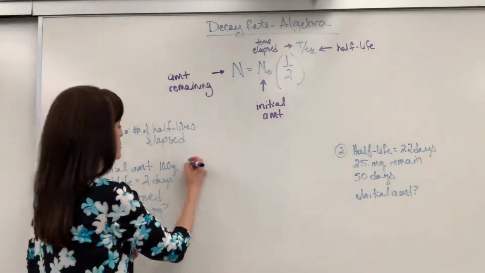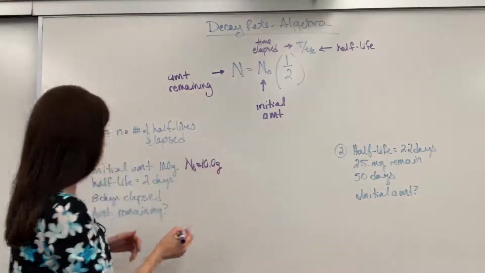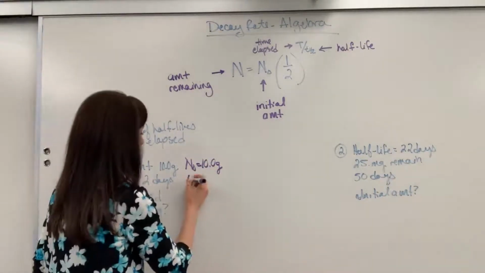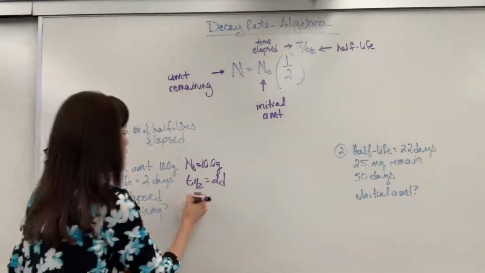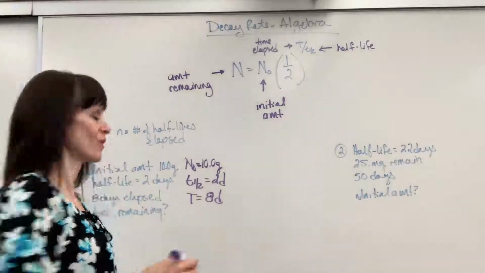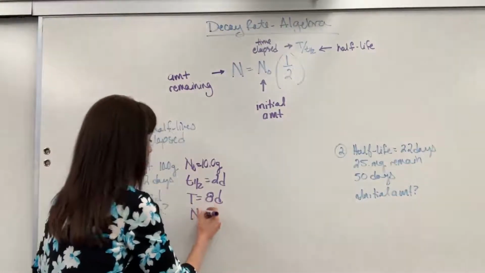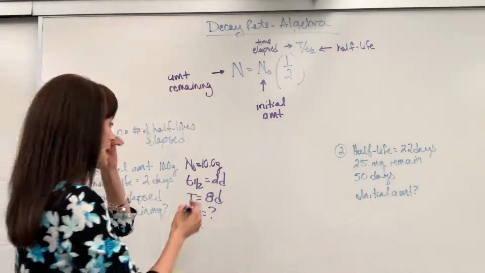The initial amount, that's your N naught, equals the 10 grams. Let's see, the half-life, that's your T sub 1/2, is 2 days. And then the time elapsed, that's your capital T, that's 8 days. And what we're looking for is the amount remaining, N. That's the question.